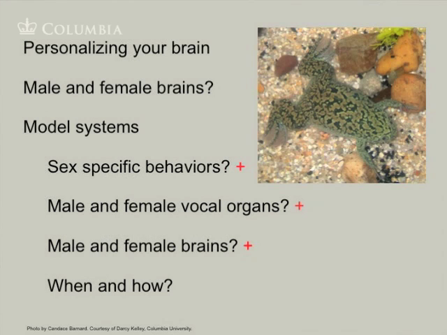So the model system has sex-specific behaviors, male and female vocal organs, and male and female brains. What we want to know next, and the reason that we're using this model system, is how does this work? How does this come apart? This is not an experiment that we get to do in other organisms that we dearly love. We wouldn't do it in chimps, we wouldn't do it in us. But on the principle that the same principles are going to apply, we can do it on these guys.